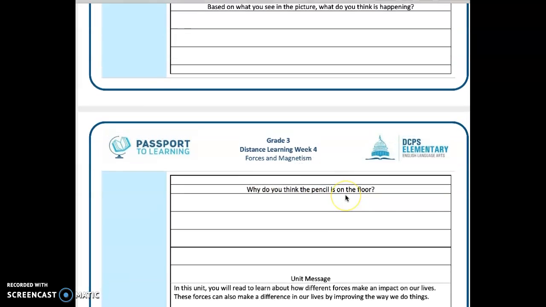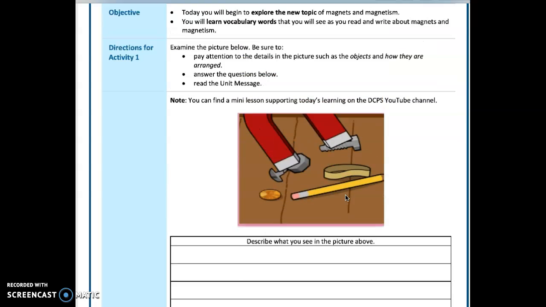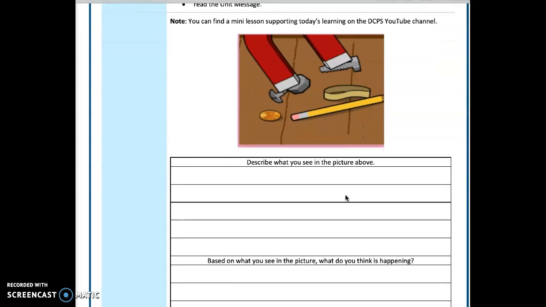Why do you think the pencil is on the floor? Yeah, the pencil isn't made out of metal. Neither is the rubber band or the penny. So the magnet is not able to pull the rubber band or the pencil or the penny because they are not made out of the same metal that the screws and nails are.